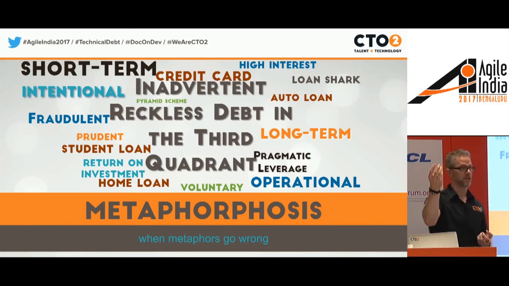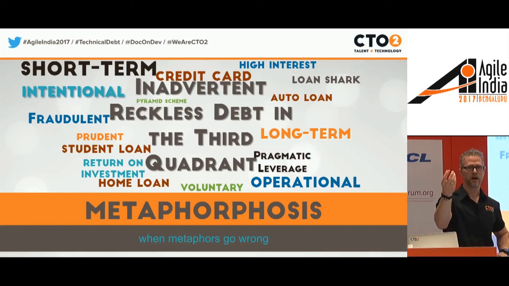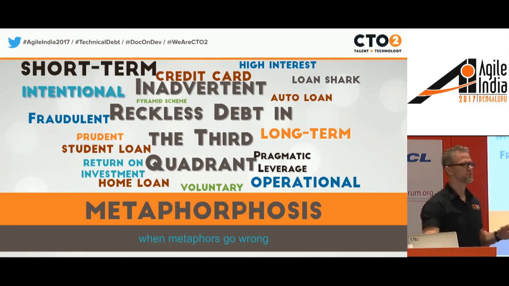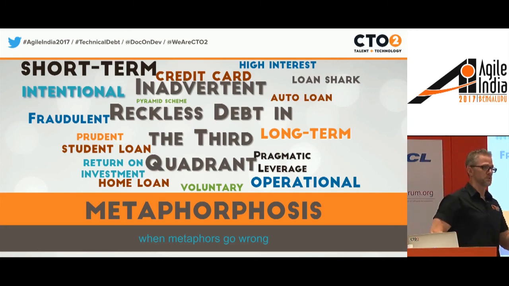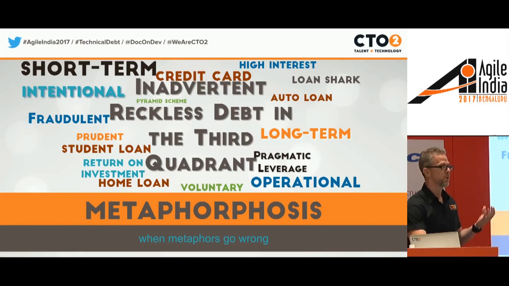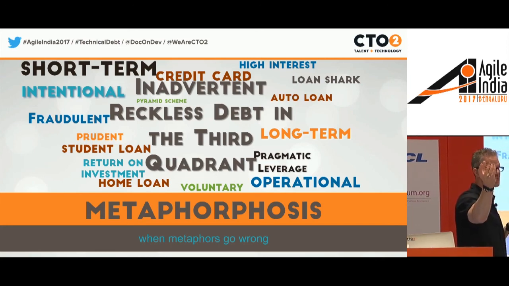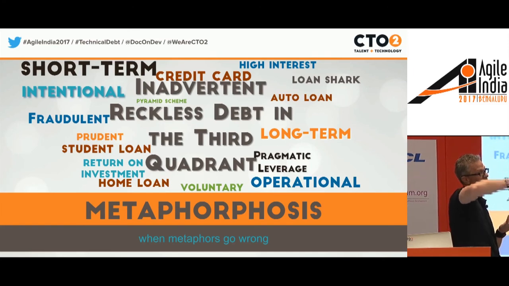And I get what debt is. Oh, I know what that is, yeah. So I start talking about reckless debt. I start talking about high interest debt and loan sharks and student loans and, you know, blah, blah, blah. And the next thing you know, we're not having a discussion about refactoring at all. We are acting as if debt is the thing and yet still sort of equating it back, right?